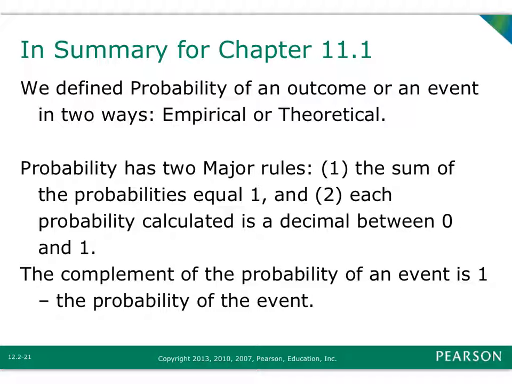So in summary, for Chapter 11.1, we define the probability of an outcome or an event in 2 ways, empirical or theoretical. Probability has 2 major rules. The sum of the probabilities is equal to 1, and each probability calculated is a decimal between 0 and 1. Finally, the complement of the probability of an event is 1 minus the probability of the event. So that concludes our Chapter 11.1 on basic probability ideas. Our next chapter we're going to discuss is expected value.